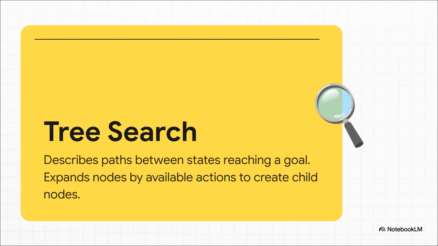Just picture a real tree. Your starting point, what we call the initial state, is the root of that tree. From there, the algorithm expands that location or node by looking at every possible move it can make. Each of those moves creates a new branch leading to a new spot, and we call those child nodes. And just like that, you've got the first branches of your search tree.